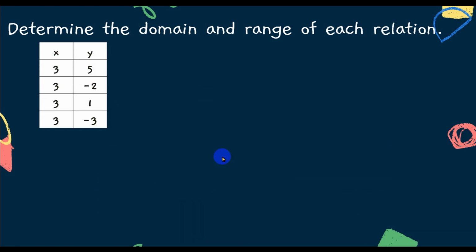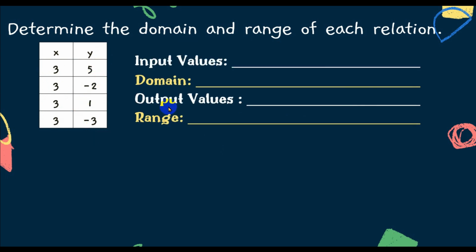Another. Now we have the table form of our relation. For x, we have 3, 3, 3, 3, and y is 5, negative 2, 1, negative 3. If we're going to write the input values, the 3 is only repeating, so we write our input value or x element just once. For the output values, 5, negative 2, 1, negative 3.